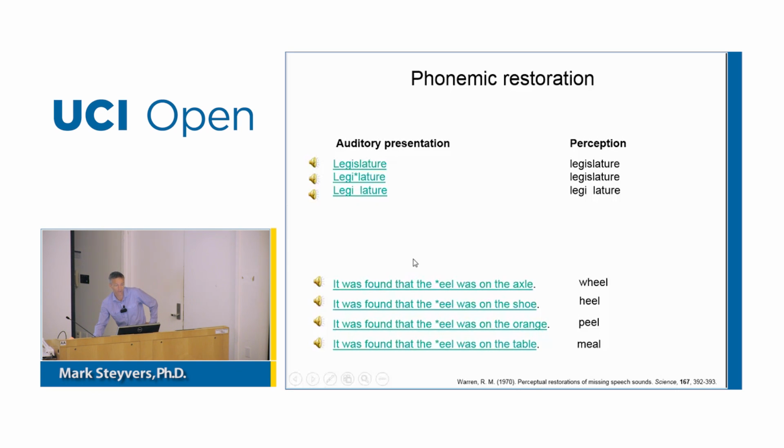So if I play you this: It was found that the peel was on the axle. And when you ask people, what did you hear? They will report wheel, right? If this sound is played: It was found that the peel was on the shoe. And again, you ask people, what did you hear? They say they hear the word heel.